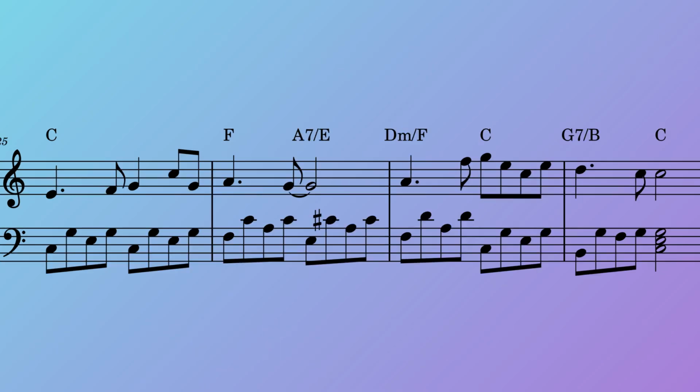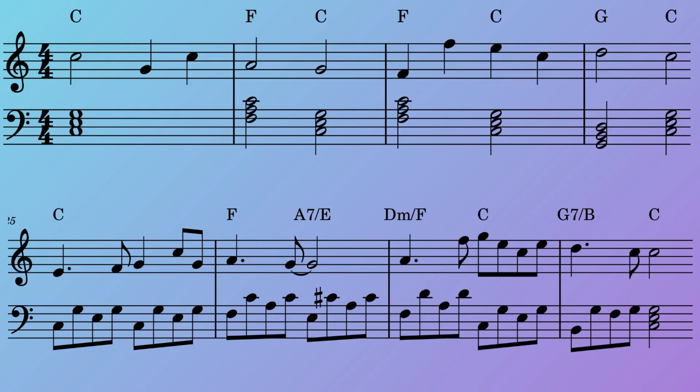Here is my reimagining of the chords of this tune, keeping the changes we made to the rhythm and the melody. So there we have it. Going from the original melody on top, we have crafted a much more interesting tune down below.